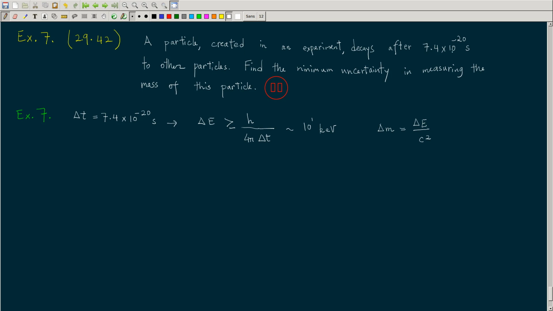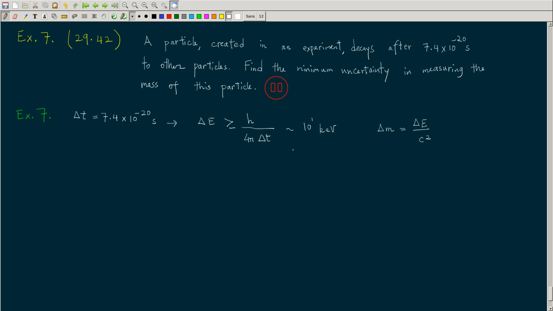So the time that the particle existed, you can think about it as delta t in the Heisenberg uncertainty principle. That's the time that the particle exists, which means that on the time axis, you know that the particle exists at any time from t1 to t2. The difference is this much, 7.4 times 10 to the negative 20 seconds. And using the Heisenberg uncertainty principle, you can find delta E, because you know delta E times delta t is h over 4 pi. So delta E must be bigger than or equal to h over 4 pi delta t.